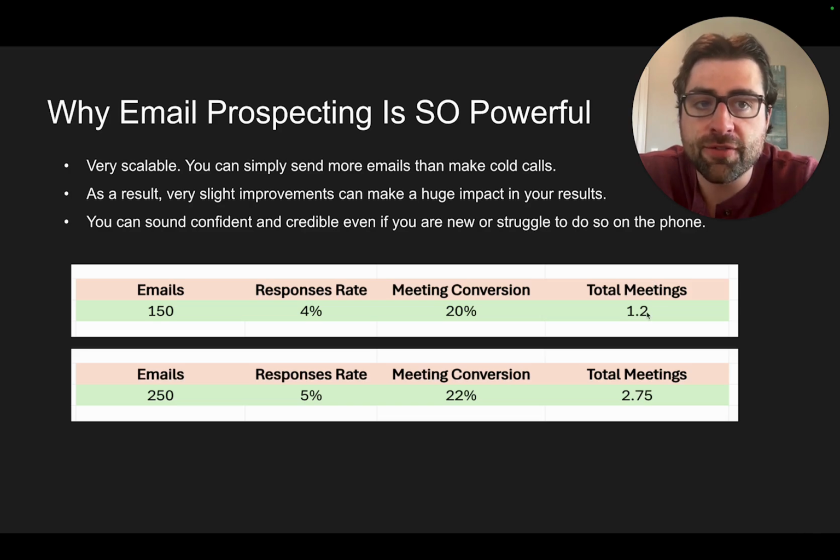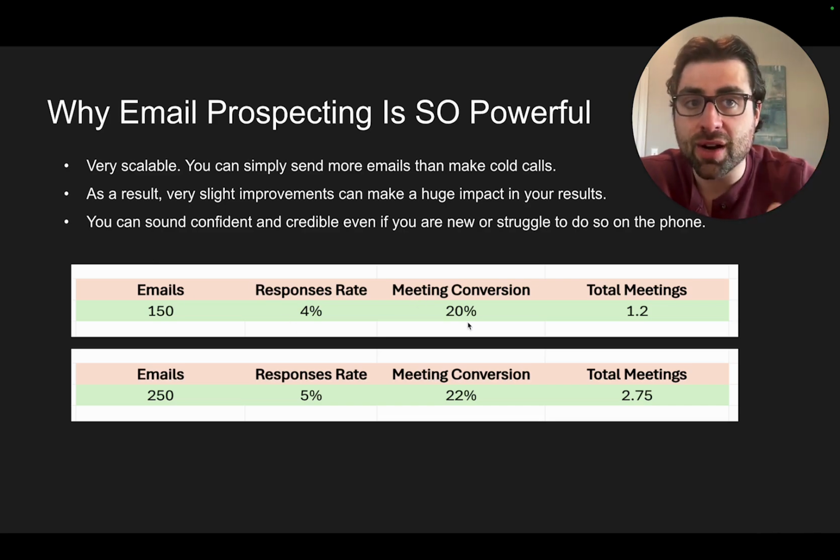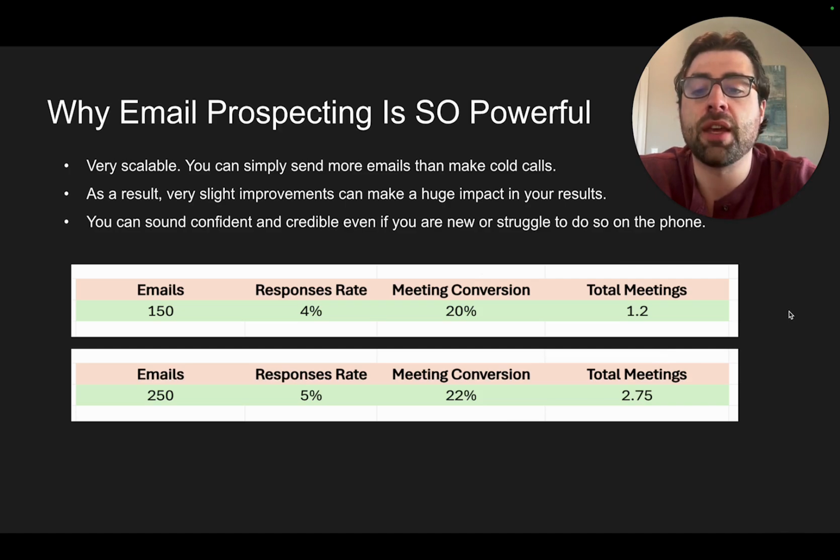That's about a 150% increase in the total meetings you're booked just by sending 20 extra emails a day, increasing your response rate from 4% to 5%, and increasing your meeting conversion from 20% to 22%. If you want to make your own spreadsheet, it's not hard. You just make these 4, and this output here equals this number times this number times this number. And you can start to play around with the numbers and see how dramatically your expected output can change just by increasing these inputs very, very slightly. This is why I say slight improvements make a huge impact in your results.